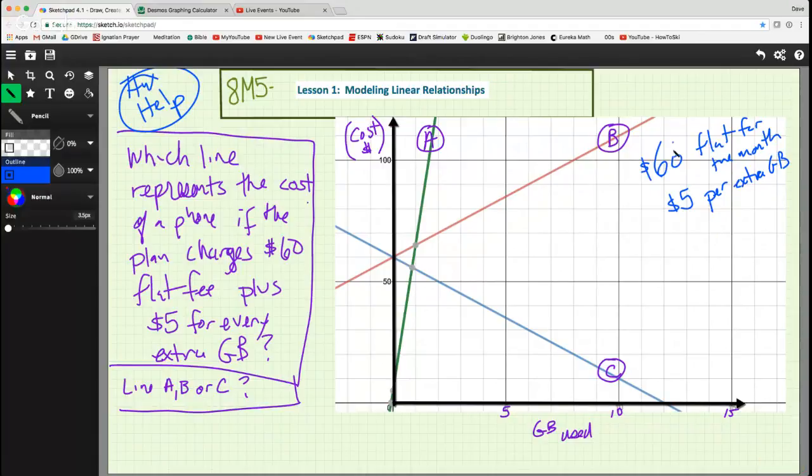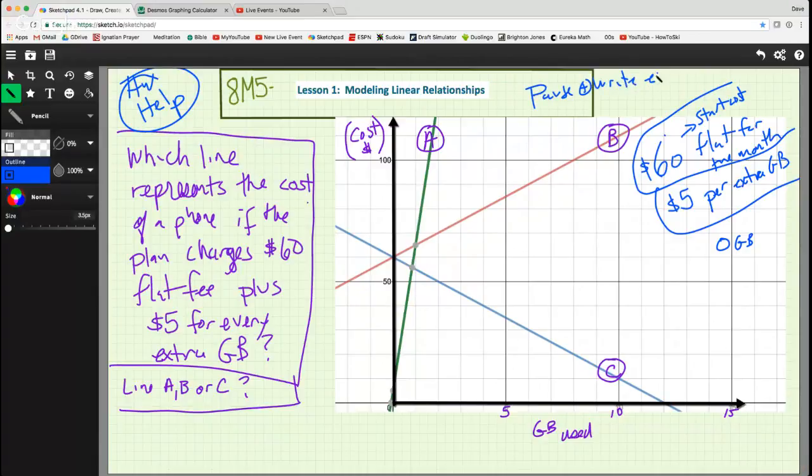So if you use 0 gigabytes, this is kind of like your starting cost. I want you to think about what is the equation of the line. So I want you to pause and write the equation of the line. And then I want you to guess or figure out which equation, A, B, or C, is the equation of a line that charges $5 for every extra gigabyte and $60 flat fee.